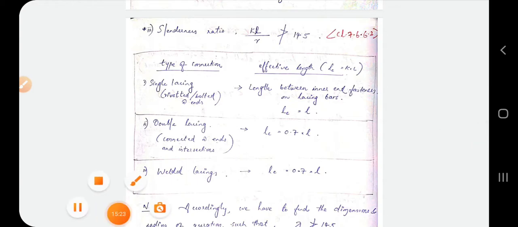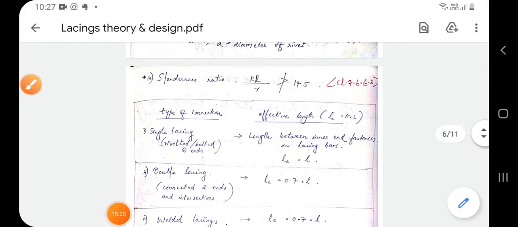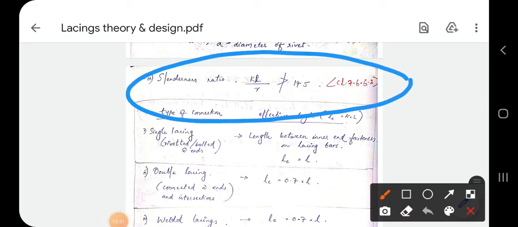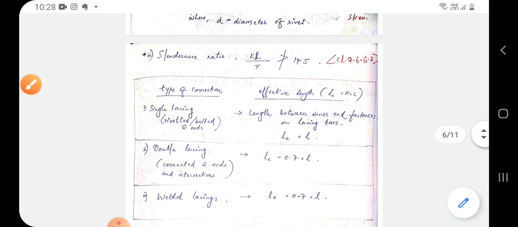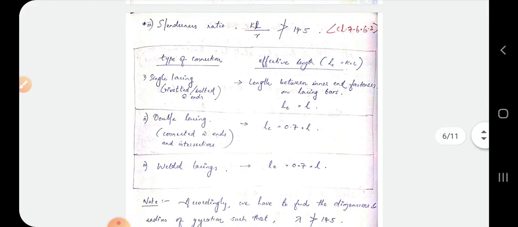So now the next point is slenderness ratio. Slenderness ratio of a laced column should not be greater than 145. This is important. Slenderness ratio of the lacings should not be greater than 145, where L is the length of the lacing member, the length of the lacing bar. K is the coefficient to be given. R is the radius of gyration.